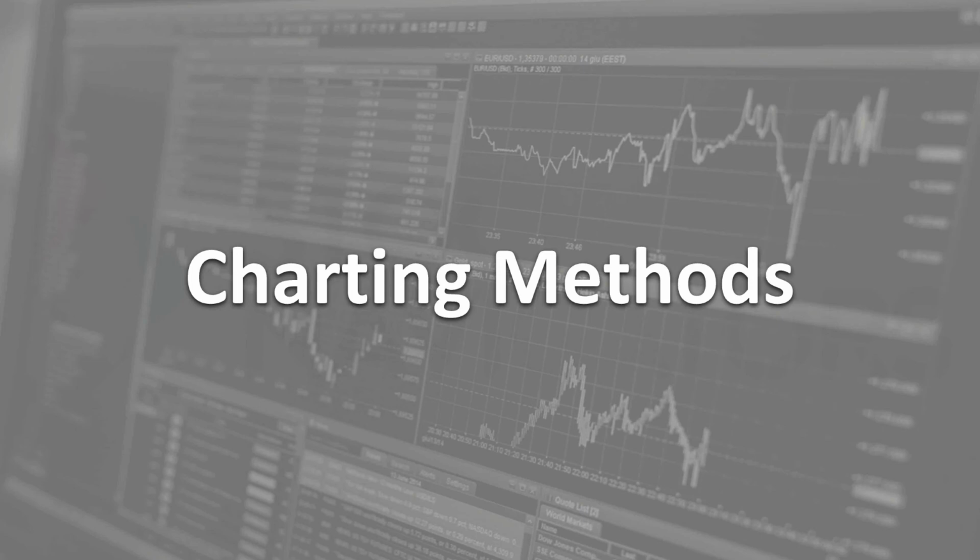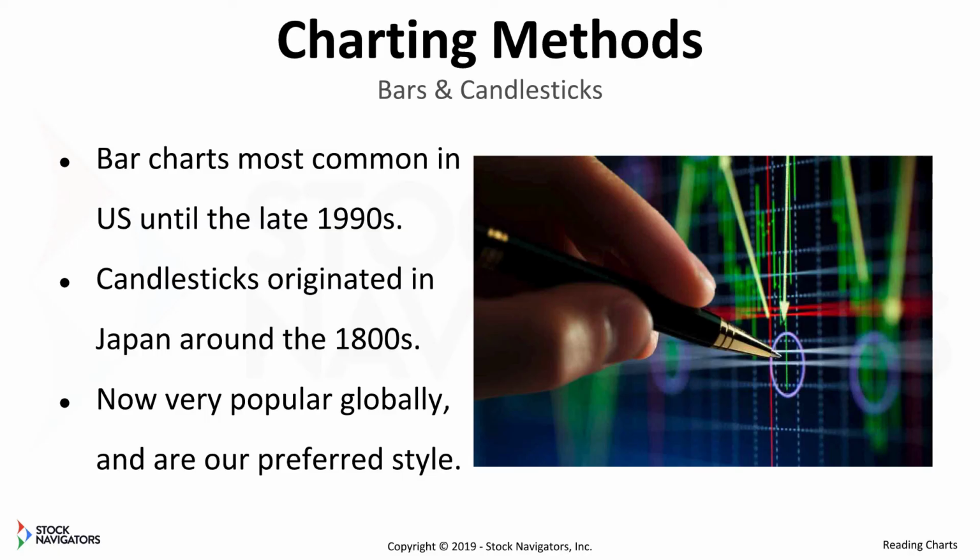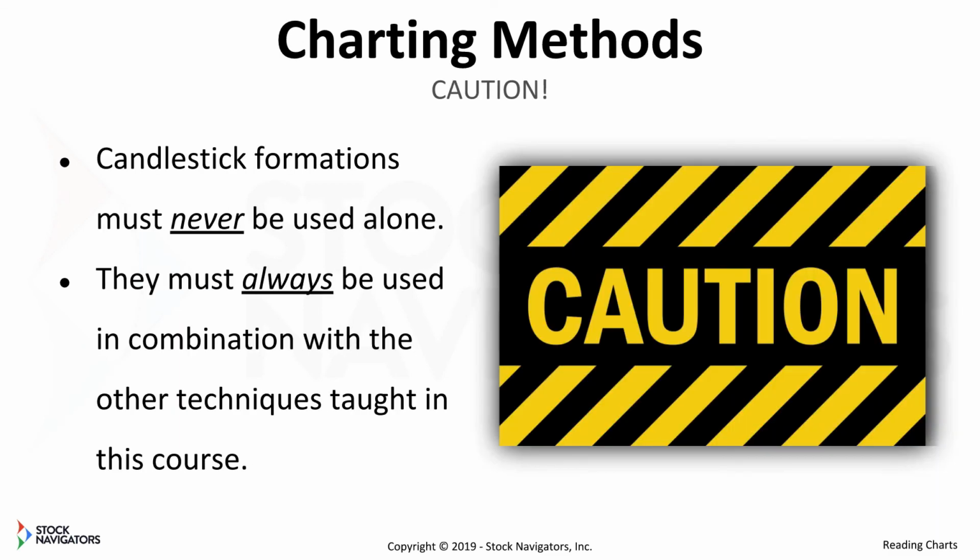Now, there are a lot of different ways, actually, to do charts, but the most common in the United States up until the late 1990s was what's called bar charts. But there was something called candlestick charts that actually started in Japan in the 1800s, and it was pretty much not widely known outside of Japan. But these days it has become extremely popular and is in basically every trading platform and is generally our preferred style of charts.